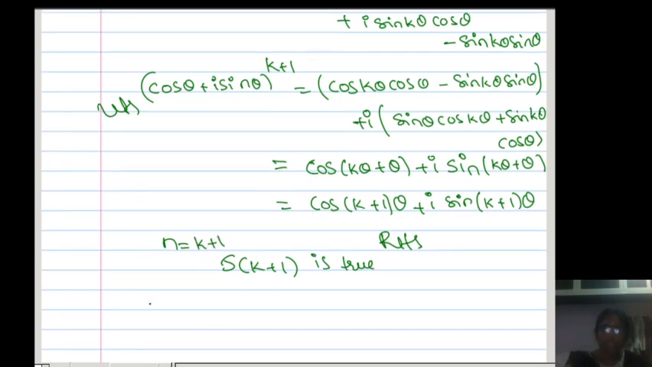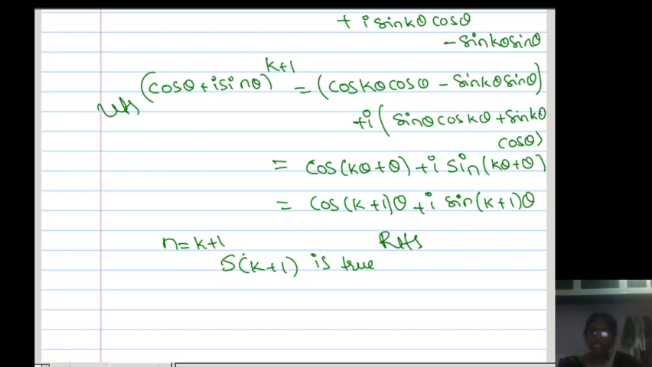So the relation is true in the case of n equal to k plus 1. Because I proved here (cos theta plus i sin theta) whole power k plus 1 on the LHS, if you simplify, is cos of (k plus 1) theta plus i sin (k plus 1) theta. Means the relation is true. What is the relation? (Cos theta plus i sin theta) whole power n is equal to cos n theta plus i sin n theta, where n is equal to k plus 1.